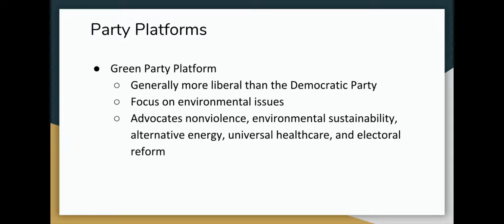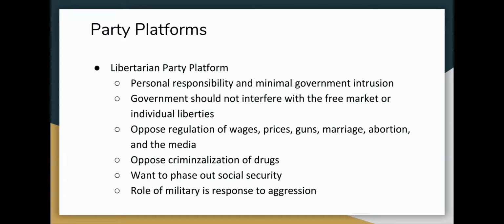Other third parties you might see would be the Green Party. They're typically more liberal than the Democratic Party. They want to focus on the environment. They advocate for nonviolence, sustainability, alternative energies, universal health care, and electoral reform. The Libertarian Party platform is another party. They want personal responsibility and minimal government intrusion. They oppose regulation of wages, prices, guns, marriage, abortion, and the media. They want to phase out Social Security, and they believe the only role of the military is to be a response to an aggression.